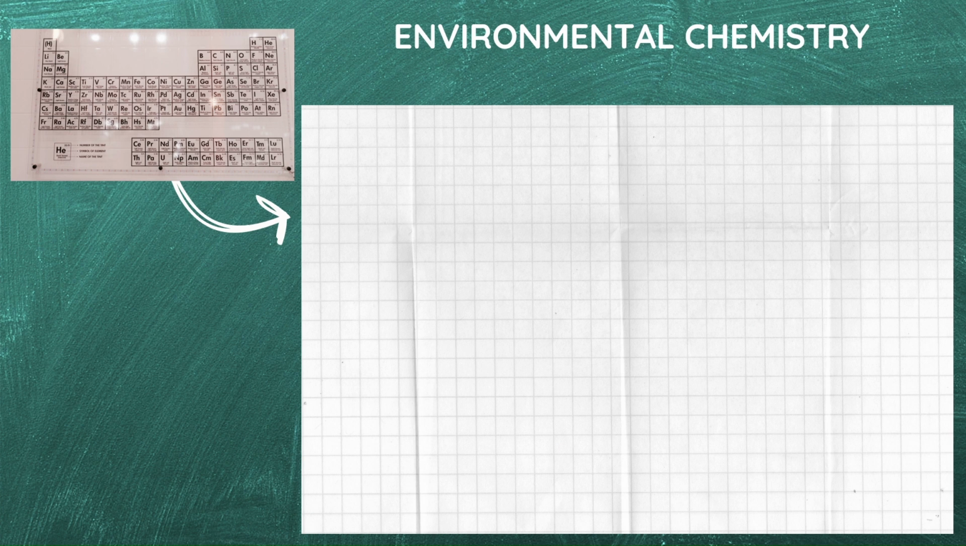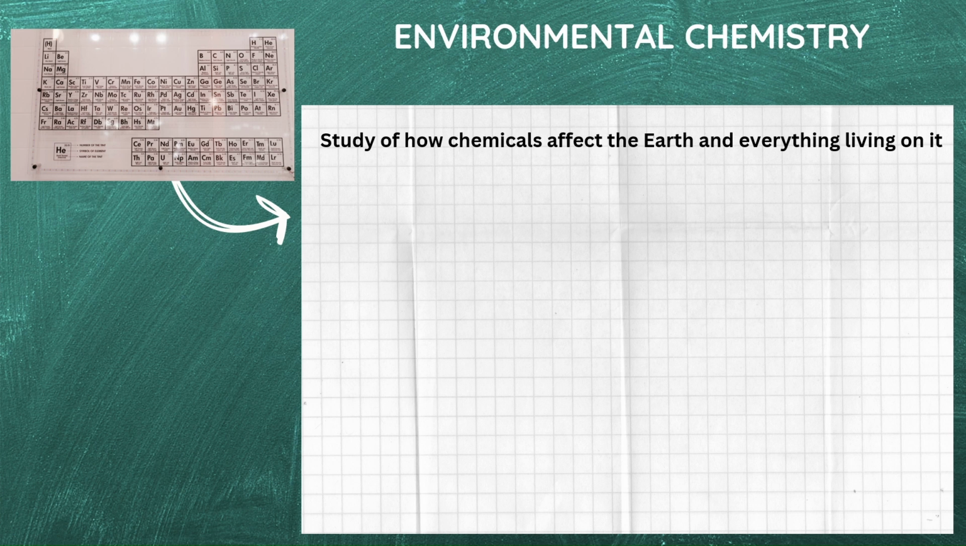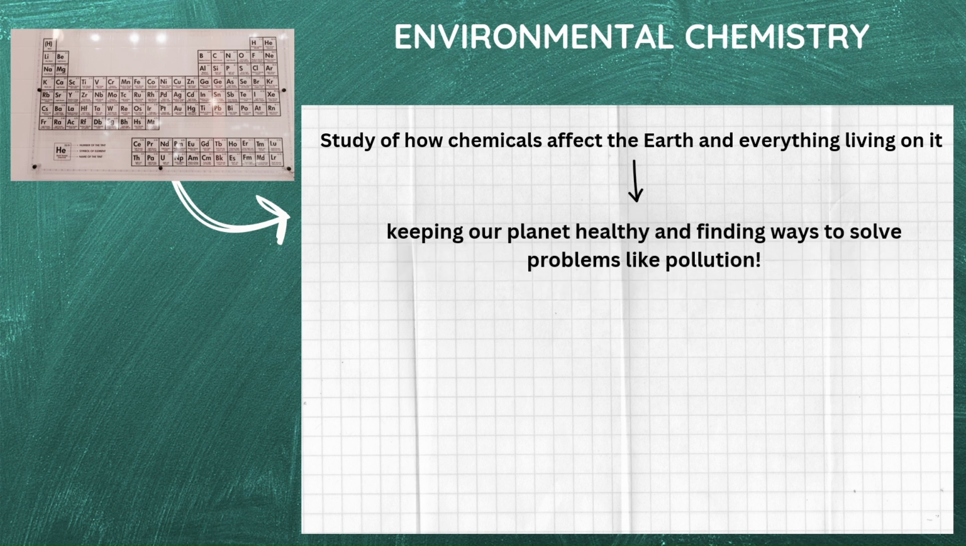Now, what is environmental chemistry? Environmental chemistry is basically the study of how chemicals affect the earth and everything living on it, which means that it helps us keep our environment and our planet healthy and helps us find ways to solve problems like pollution.